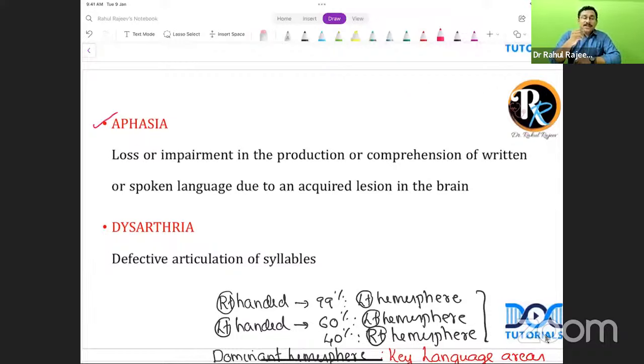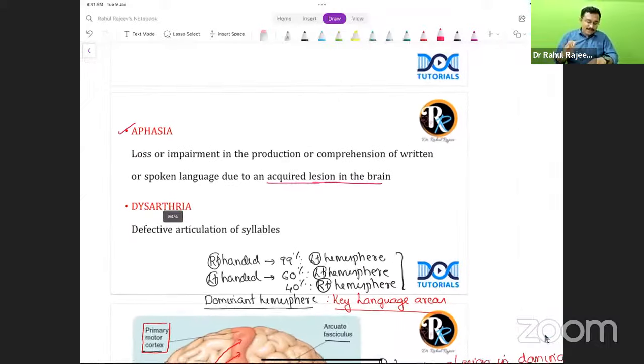Production or comprehension of written or spoken language due to an acquired lesion in the brain. This is what is an aphasia. Whereas dysarthria means a defective articulation of syllables. Aphasia has to be an acquired lesion. Someone who is not able to speak since birth is not having aphasia. It has to be an acquired lesion in the brain that produces this deficit, that is aphasia. Dysarthria is a defective articulation of syllables.